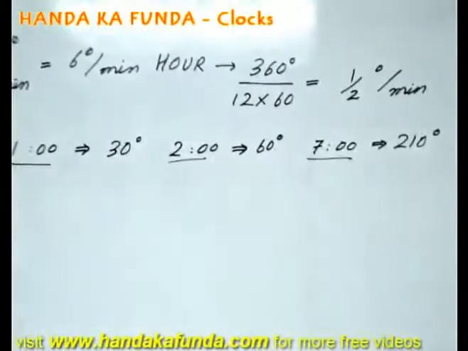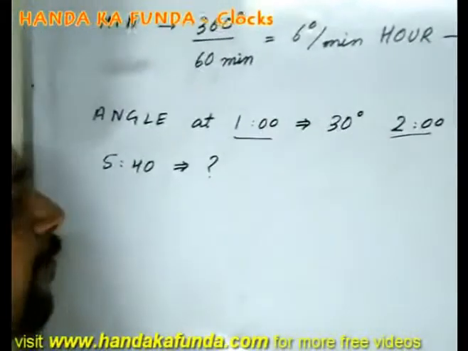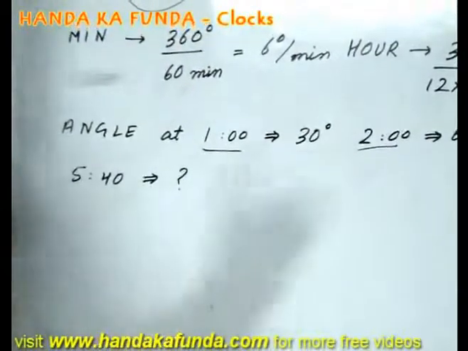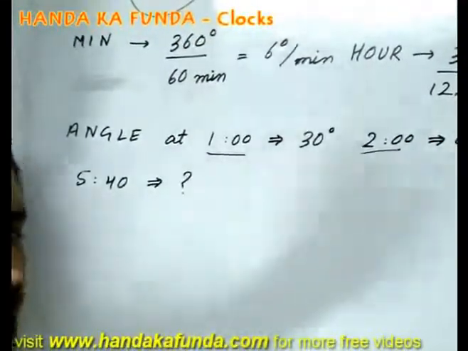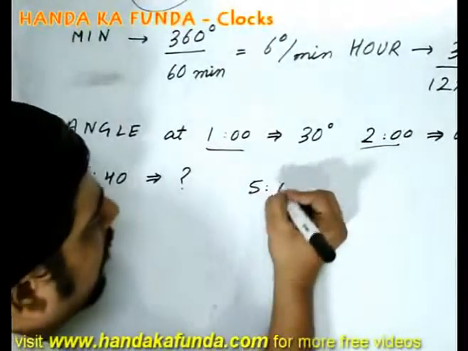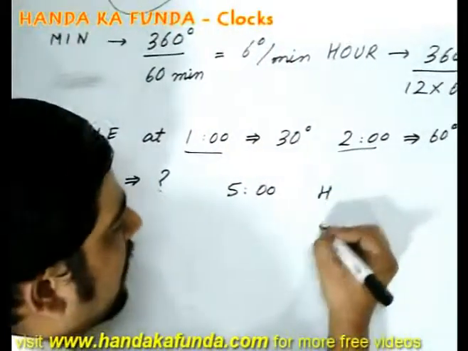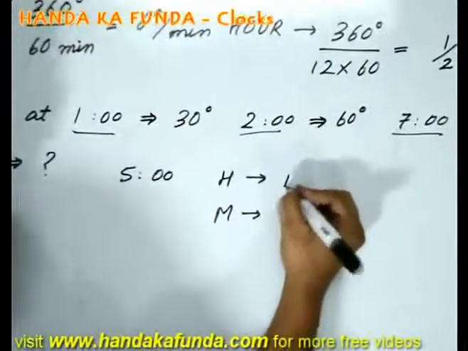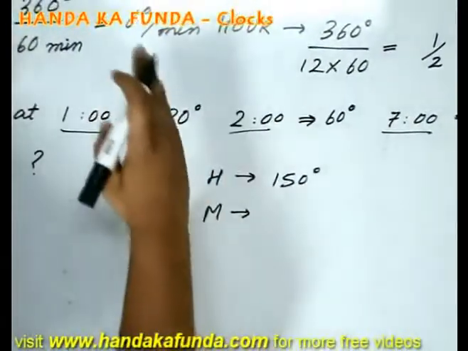But what are you going to do if it is 5:40? For that, you will need to assume a base. For 5:40, you know the angle at what time? You know it at 5 o'clock. At 5 o'clock, where are the hands? Where is the hour hand? Hour hand is at 150 degrees from the vertical.